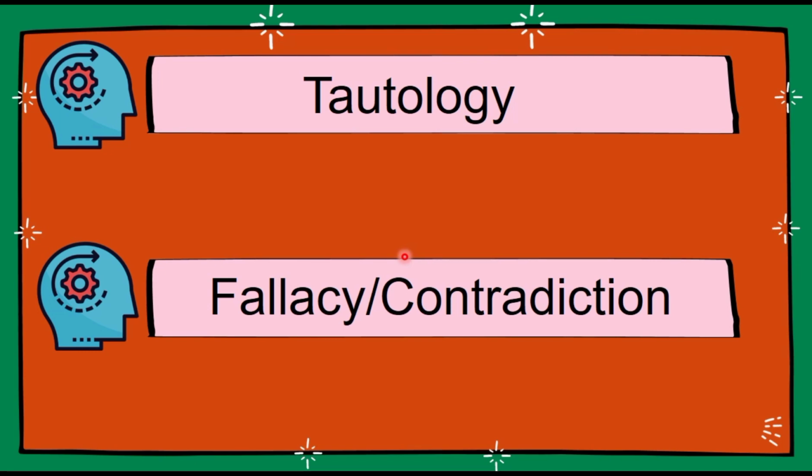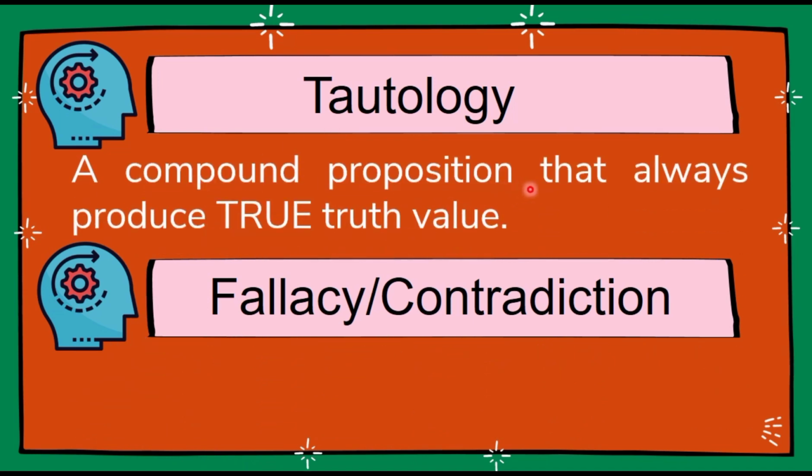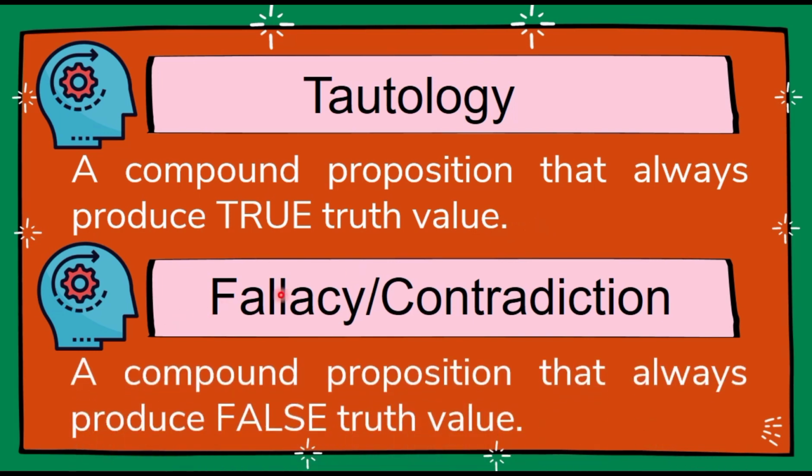Upon using the truth table, we can determine the truth values. And the truth values can be categorized into 2: the tautology and the fallacy or contradiction. Tautology is a compound proposition that always produces a true truth value, while fallacy or contradiction is a compound proposition that always produces a false truth value. Meaning to say, they are opposite to each other. Tautology, true truth value. Fallacy or contradiction, false truth value.